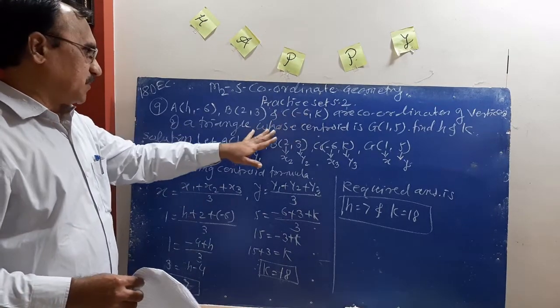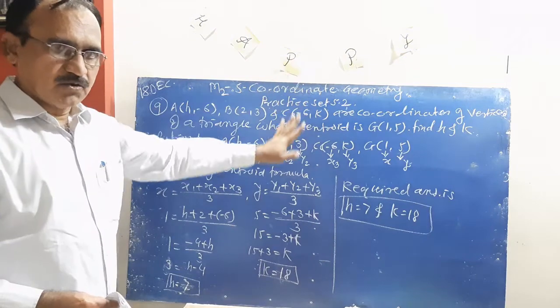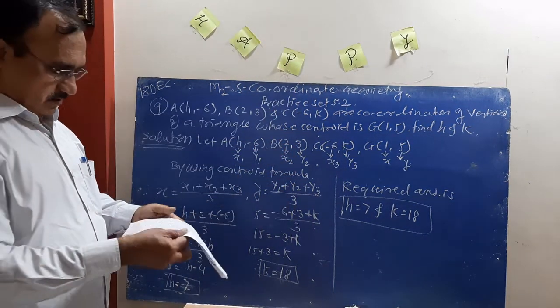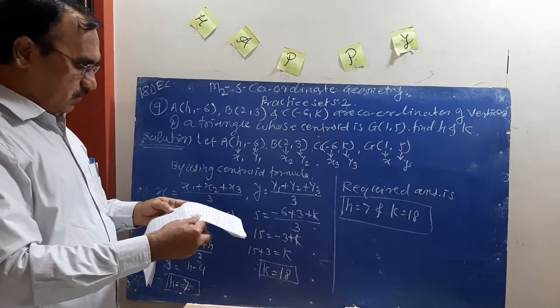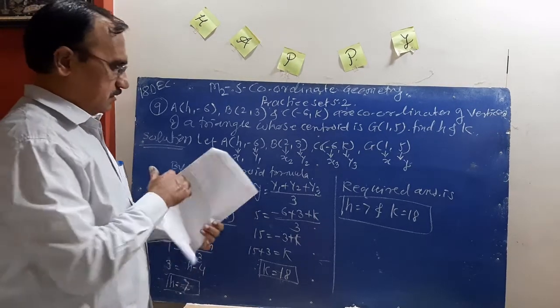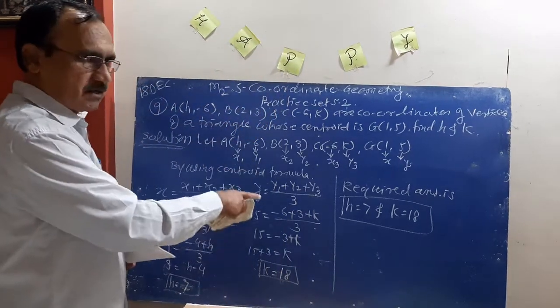If there is an example on the centroid, then use the centroid formula. If there is the word midpoint, use the midpoint formula. If there is the section formula, you can solve it yourself. And then for the next example, try to understand and then write.